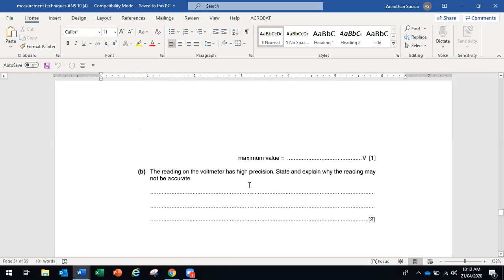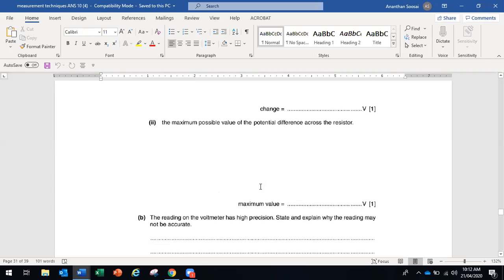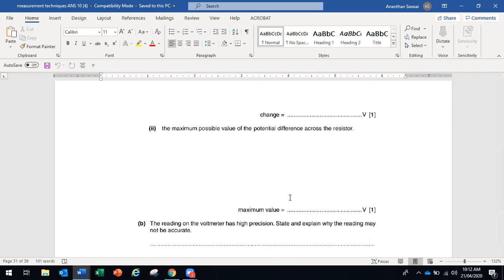Okay, B, the reading of the voltmeter has high precision. State and explain why the reading may not be accurate. Of course, precision is affected by random error or systematic error? Precision is affected by random error, right? So the voltmeter has very high precision. In this case, high precision means it has a lot of digits at the back, maybe three decimal places. So highly precise, but still explain why the reading may not be accurate.